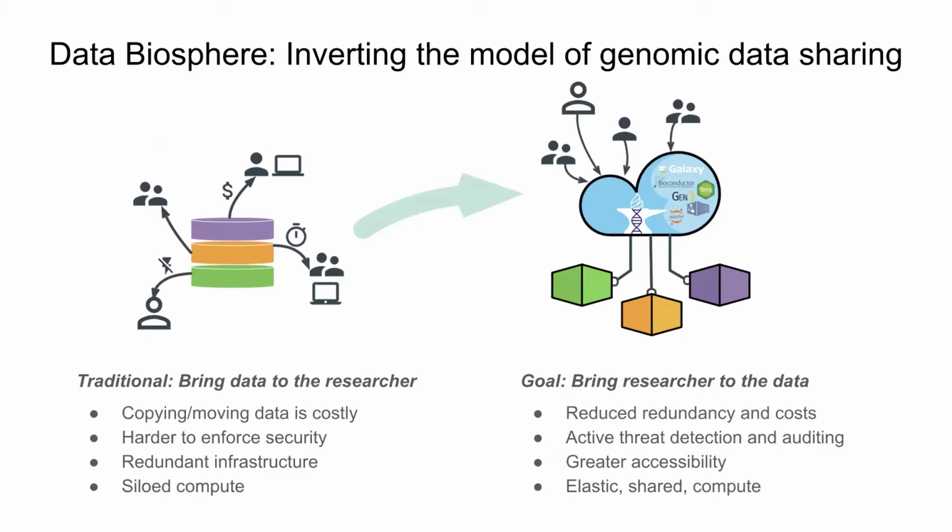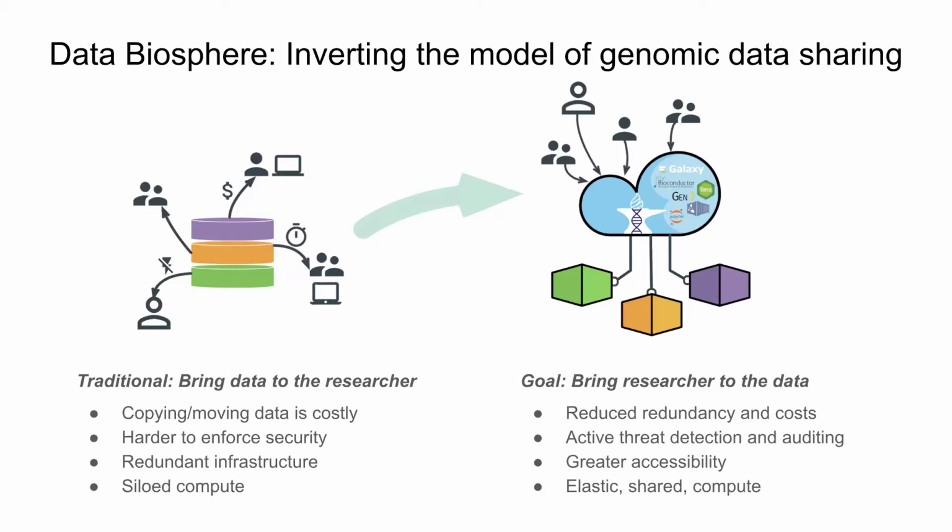shared. The traditional approach is that the data would be brought to the researcher. So the data might be in several locations, for example, one place being the Short Read Archive, and a researcher has to copy and move that data either to their own personal computer or to their institutional server, and that can be costly. For situations where researchers are working with managed access data, that can be a really difficult burden for researchers because it's harder to enforce security.